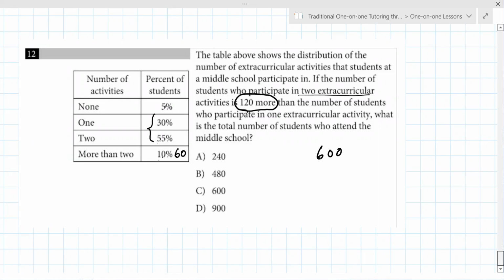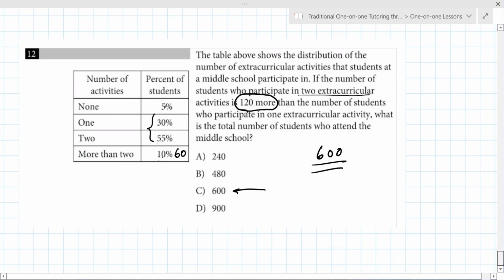Okay, I'm saying let's pick the answer C for the moment. If there are 600 students in the school and 10% of them do more than two activities, how many students do more than two activities? And I said it's 60. How did I come up with that? You multiplied by 0.1. Exactly. So let's just say this is the right answer. Tell me how many students are 30% and how many students are 55%. 180 in the 30%, and you're 330.